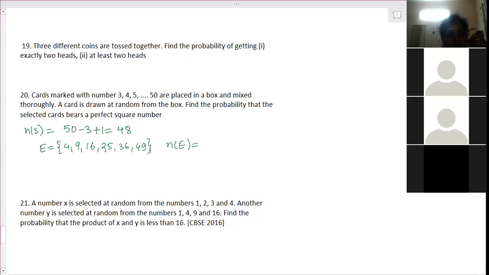Ma'am, why can't we use AP in this? Why do you need to use it? Ma'am, because a is 3 and the difference between them is 1. So directly find out, no? Why are you wasting time? 1 by 8.